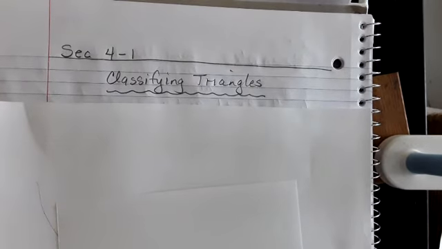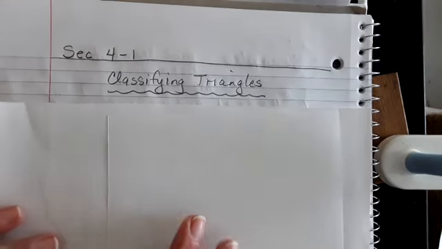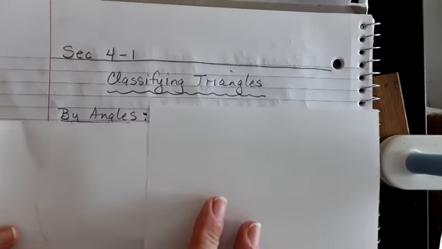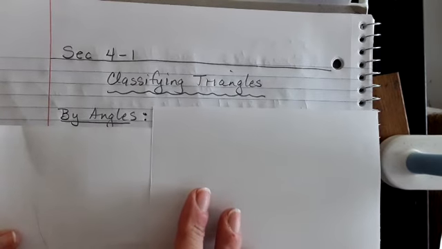All right, so in this lesson, we're going to talk about classifying triangles, and that means we're going to name the triangle based on the angles and based on the sides, the angle measures and the lengths of the sides. So pause this anytime you need to. But let's talk about the angles first, the different types of angles you can have in a triangle.